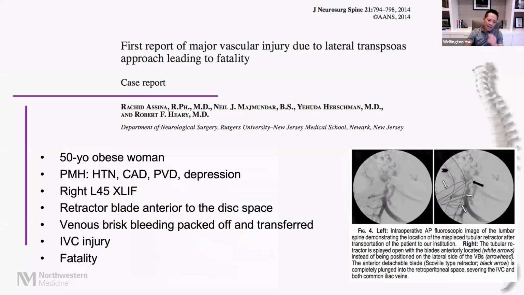And then the dreaded complication is the vascular injury, because if you get a vascular injury, you most likely do not have very good exposure, and it's very hard for a vascular surgeon to get there in time in order to save the patient, especially if you've gotten it from the other side. So want to be very careful where the retractor blade is, very careful where the vessels are. And this is just one report of a fatality that occurred from a lateral approach at L4-5 incidentally, and it was when the retractor blade slipped anterior to the disc space and injured the vessel.